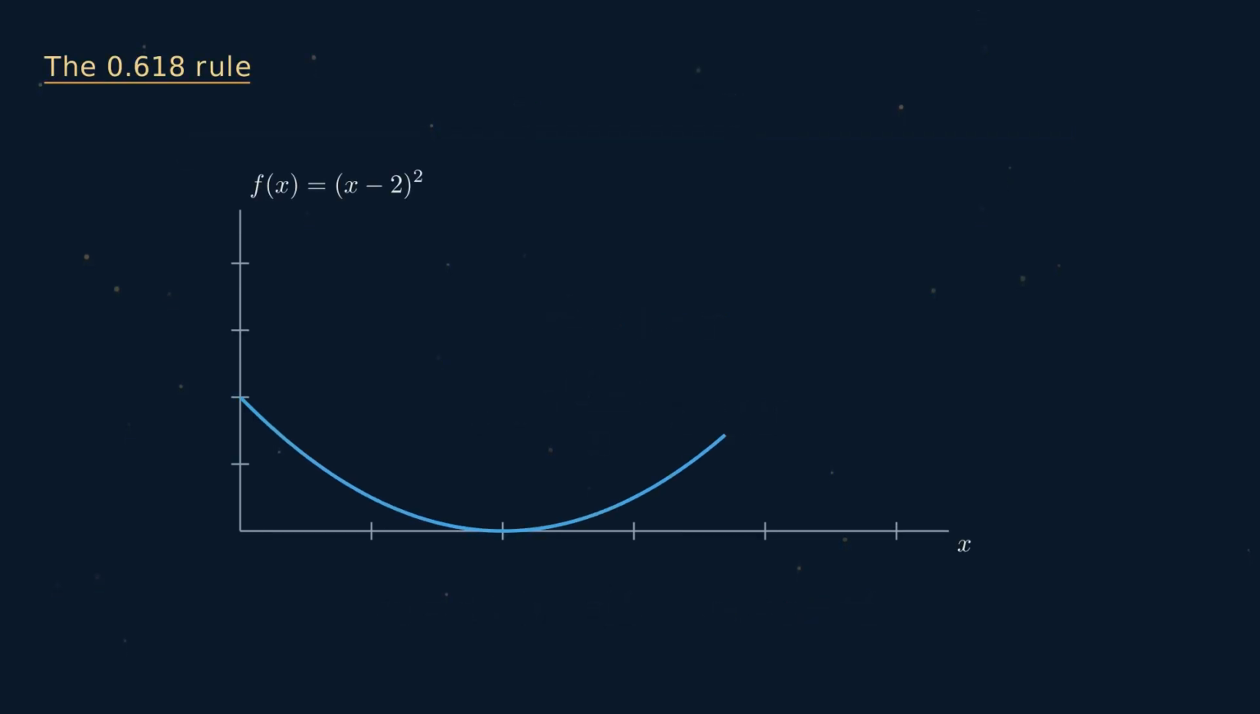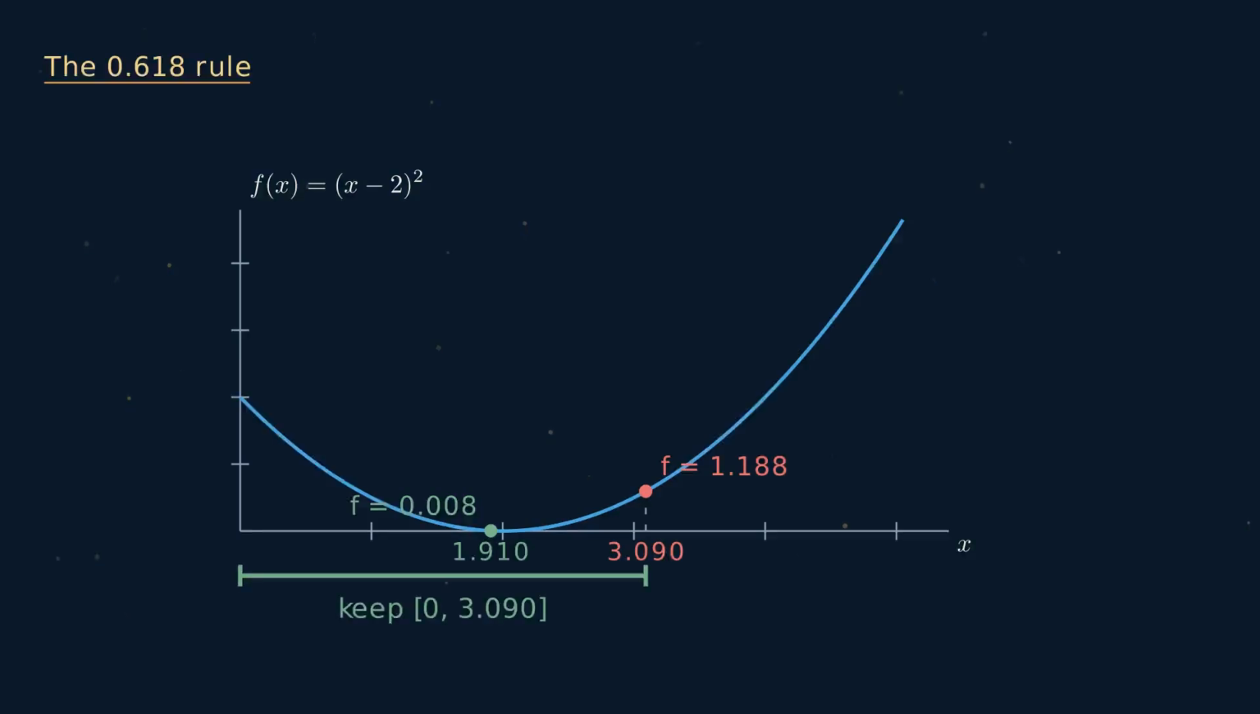Let's run it for real. Minimize this simple parabola on the interval from 0 to 5, where the answer is obviously 2, so we can check the method against the truth. The probes land at 1.91 and 3.09. Evaluating there gives 0.008 on the left and 1.188 on the right. Left is lower, so everything beyond 3.09 is gone. The new interval is 3.09 long, exactly 61.8% of what we started with.